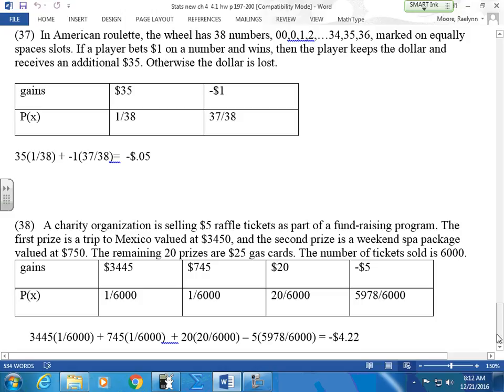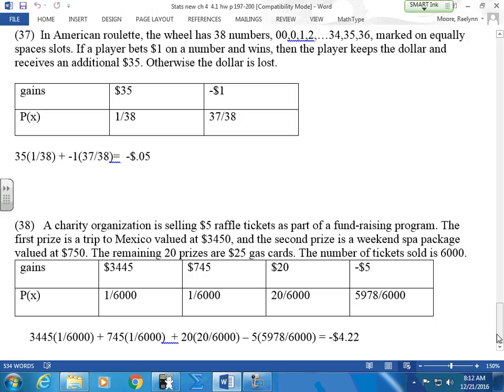Number 38 said a charity organization is selling $5 raffle tickets as part of a fundraising program. The first prize is a trip to Mexico valued at $34.50. The second prize is a spa package at $7.50. The remaining 20 prizes are $25 gas cards. The number of tickets sold is 6,000. You have to know that, right? So if you were to buy all 6,000 tickets at $5, how much would you have spent?